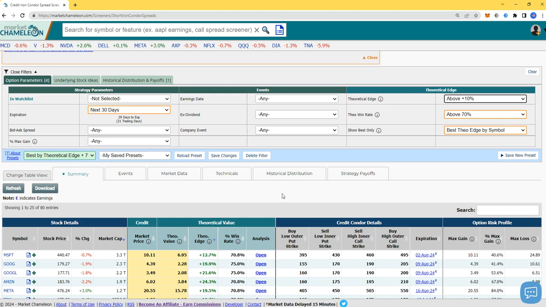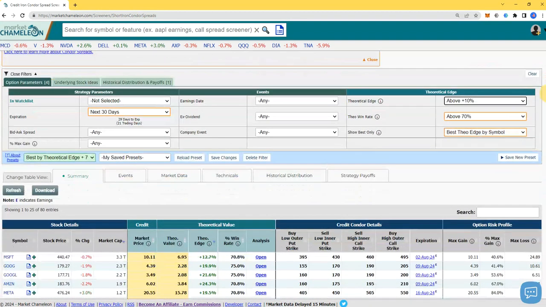Now, Market Chameleon finds you trades, you don't know the future. First of all, no one does, but it finds you trades that will help you collect more income, more credit than what you should have collected in the past. This is the key. So I'm going to show you one trade on the theoretical edge and one trade on the win rate. So let's get to it.